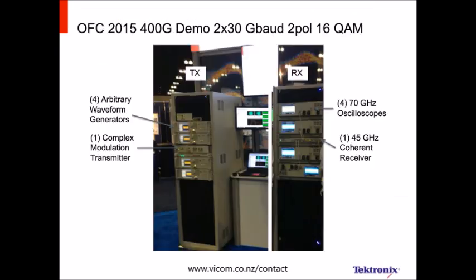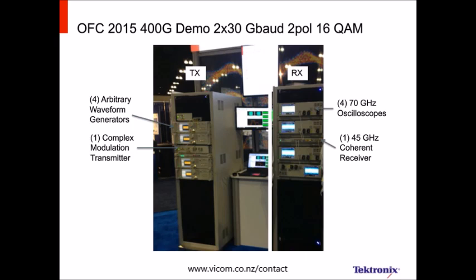And then this is what we did at OFC 2015. We actually did a 30 gigabaud dual pole 16QAM signal using 2 carriers. So the aggregate data rate is actually well above 400 gigabit per second. And this was using 4 arbitrary waveform generators. Each one is creating XI, XQ, YI, YQ signals, and then those go to the IQ modulator. That signal is then sent over to the optical modulation analyzer, in this case composed of 4 70 gigahertz digitizers.